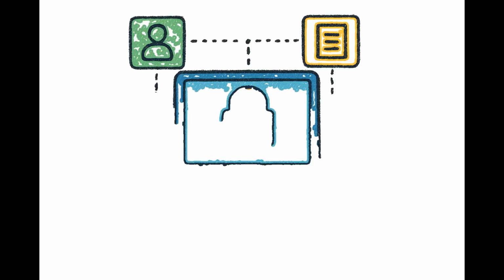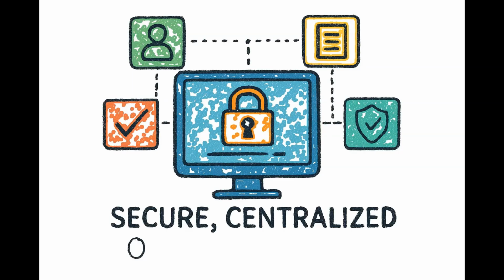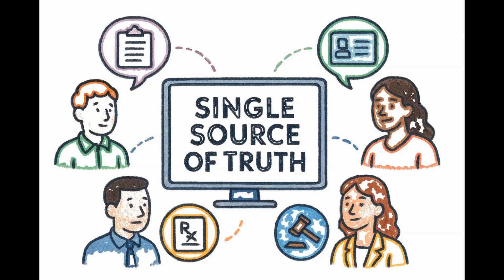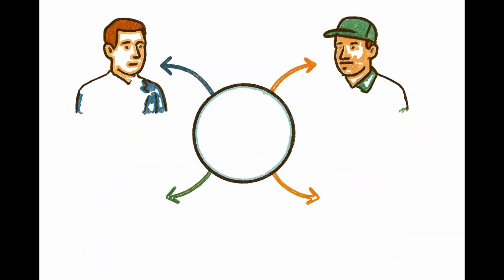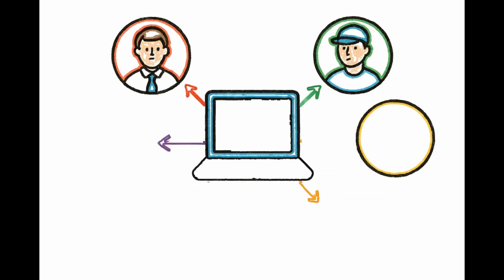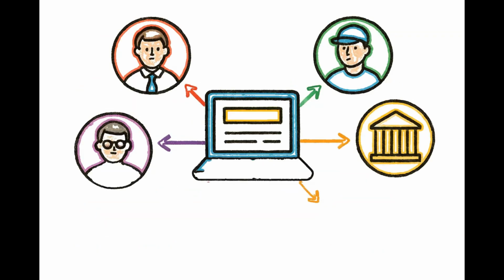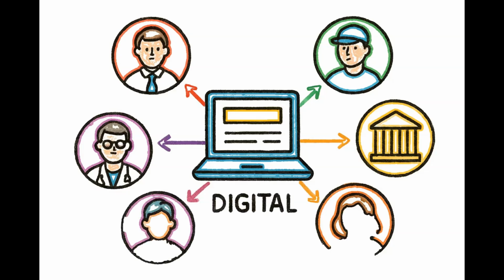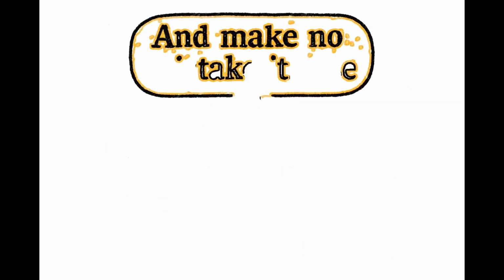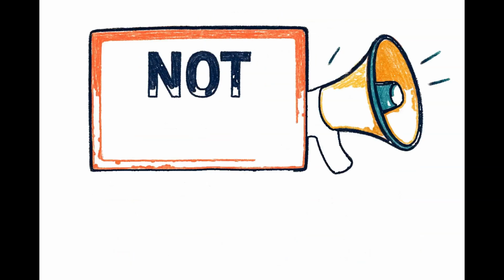The Clearinghouse is a secure, centralized online database. Think of it as the single source of truth for drug and alcohol program violations involving commercial drivers. It connects all the key players in the compliance process in real time. It's a digital hub linking employers, drivers, medical review officers, substance abuse professionals, and even state licensing agencies. It creates a complete picture where one never existed before. And make no mistake, its use is not optional.